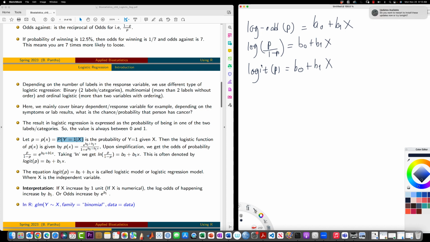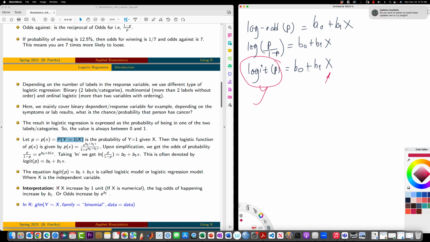If you remember, in linear regression there used to be y. So we were interpreting that for every 1 unit increase in x, y will be increased by b1 units. Or if x is categorical, say male, then you say that male has b1 units higher y than female. That's how we used to do it.